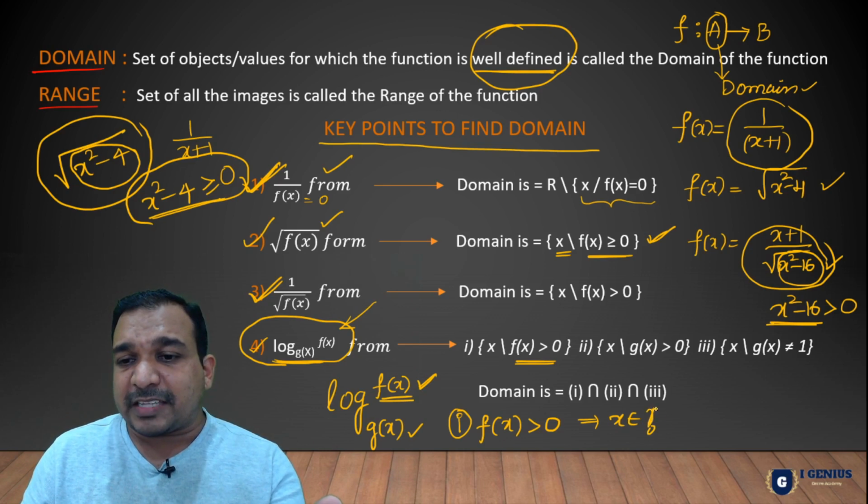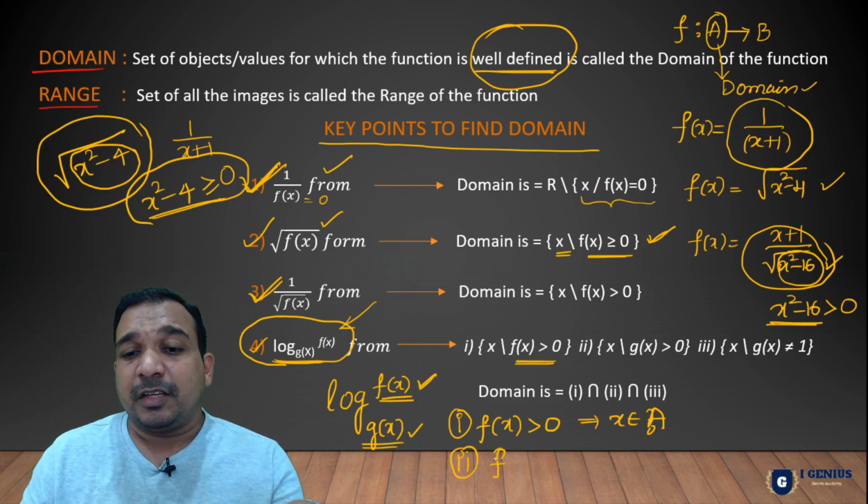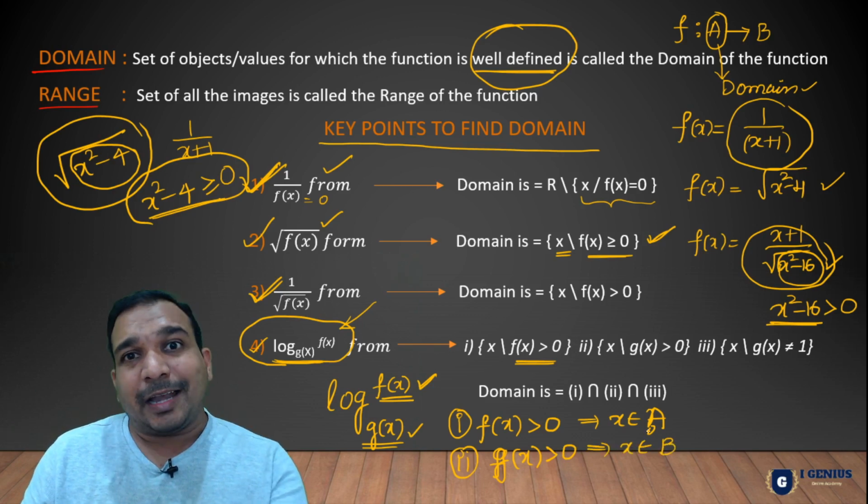For example, I got x as set A. And the second one, the base: the base must also be greater than 0. The base is what here? g of x. g of x must be greater than 0. So if g of x is greater than 0, then you will get some more x values from here. How to get them, I will explain later.